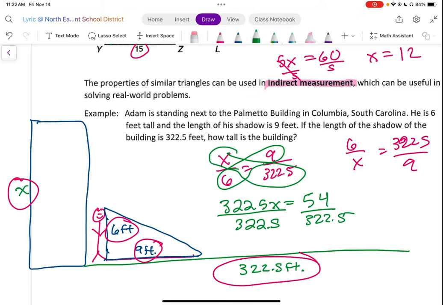Oh, I should probably get a fraction, but I need a calculator for a fraction. I don't know if I can get a fraction here. 54 over 322.5. Okay, this fraction simplifies to 36 over 215, which is the same thing as 0.167 and then some other numbers. Okay, so how tall is the building? That does not seem right.